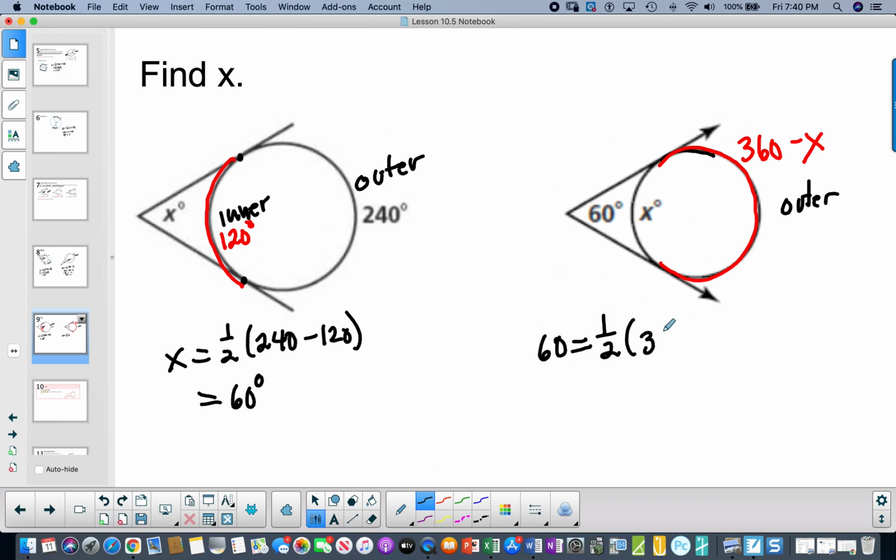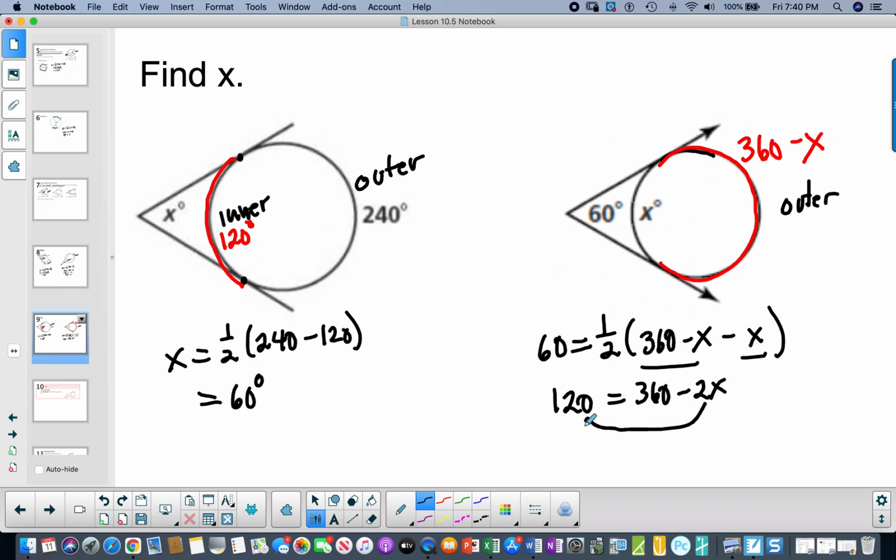So this will be 360 minus x, that's the outer arc, minus the inner arc, which is x. So remember, we're subtracting two arcs, the outer arc and the inner arc. This will be 120 equals 360 minus 2x. Now, I like to bring the 2x to the other side so it's positive. So this is 2x. And then I like to subtract 120 on both sides. So that'll be 240. And therefore, x will be equal to 120.